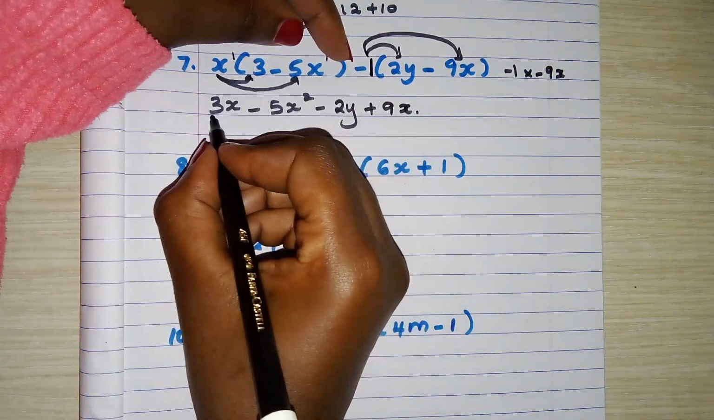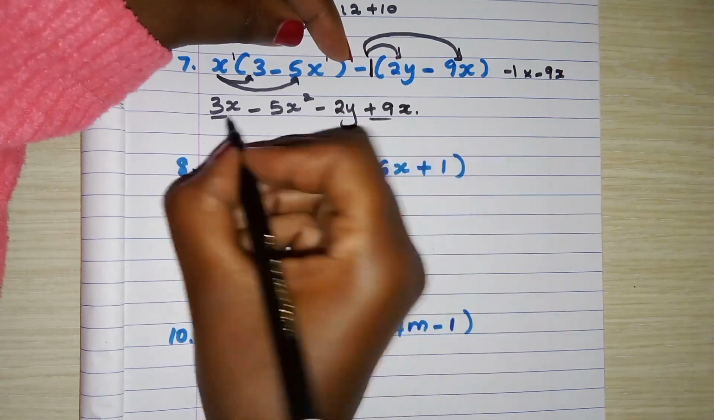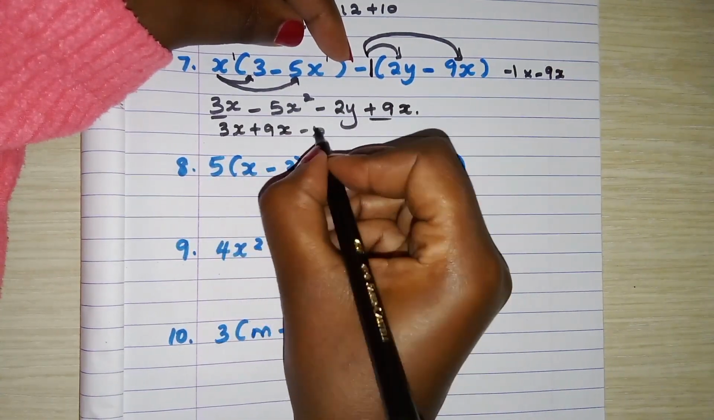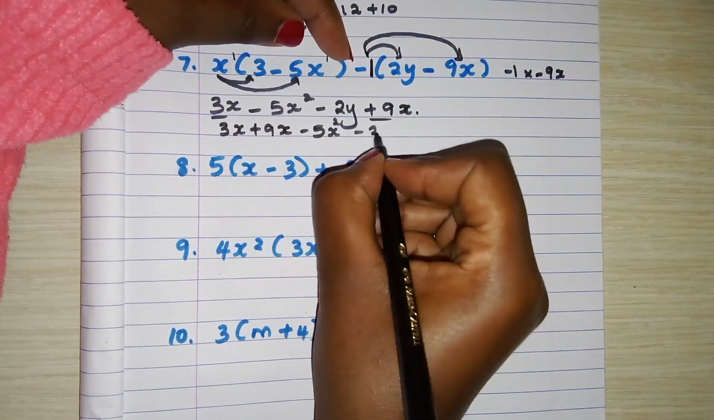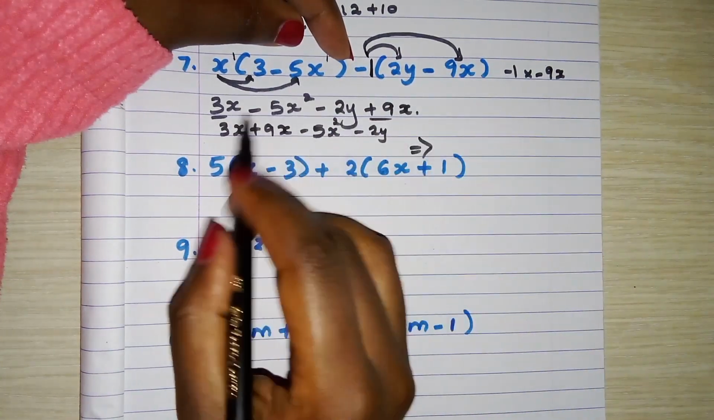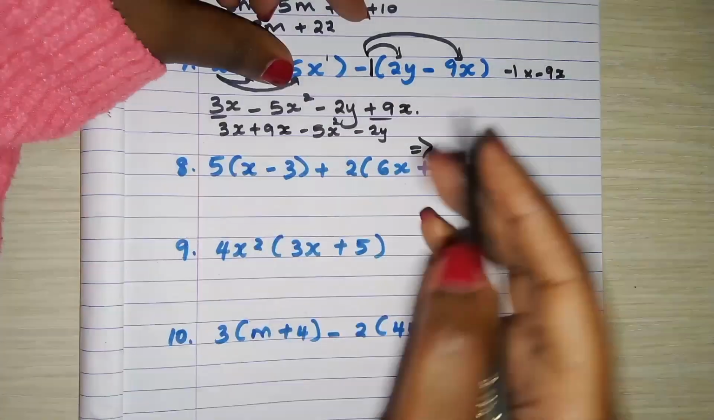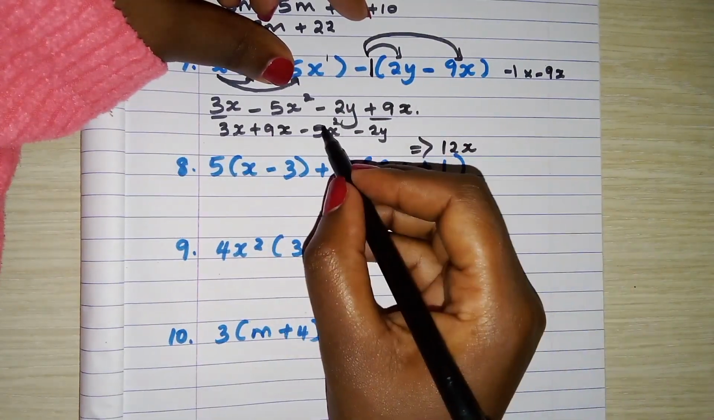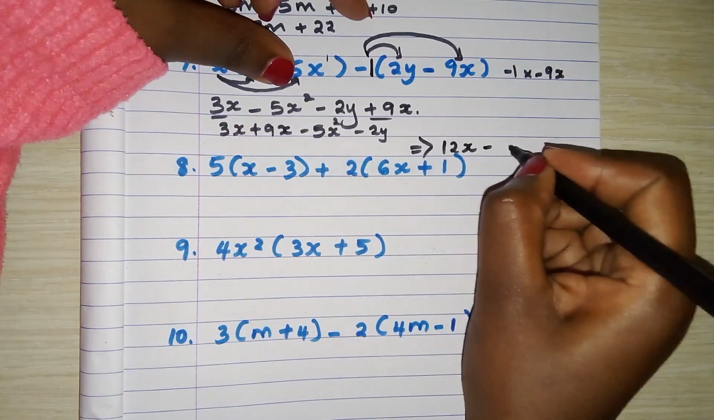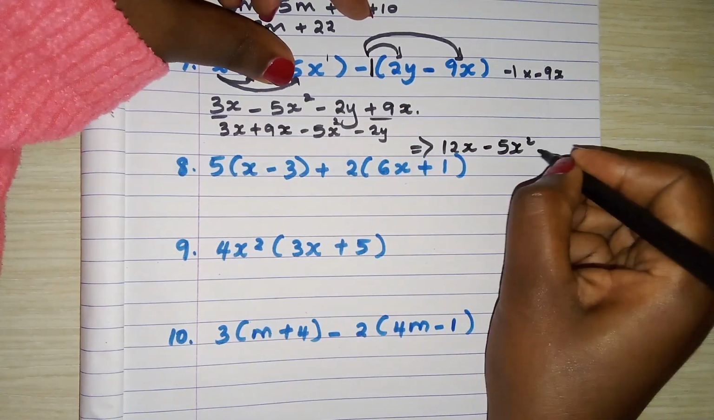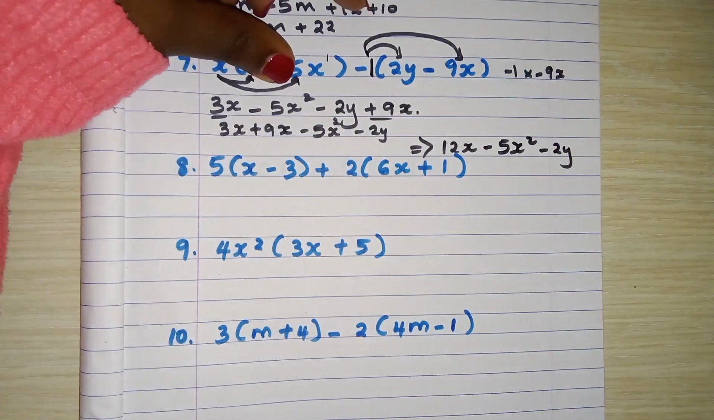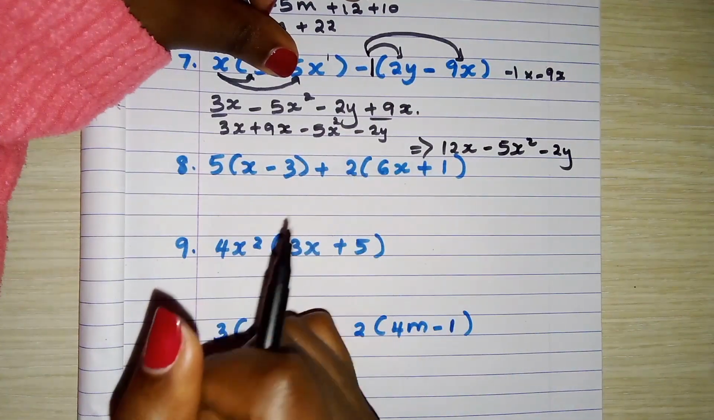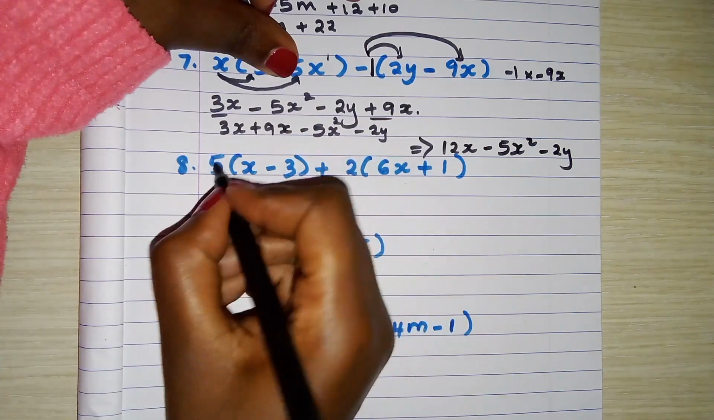So like terms together, we have 3x and 9x, so 3x plus 9x, then we have minus 5x squared minus 2y, and that would ultimately give us 3x plus 9x is 12x. These two are not similar, so we just put them here, 5x squared minus 2y, and that's your answer, number 8. I hope you're now getting the gist of how we are doing the expansion.